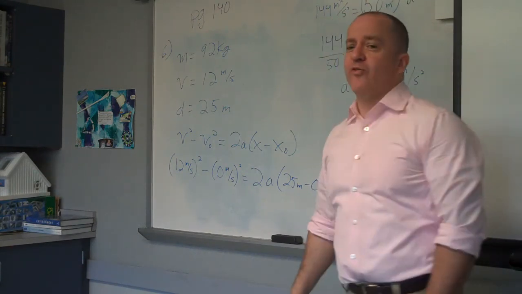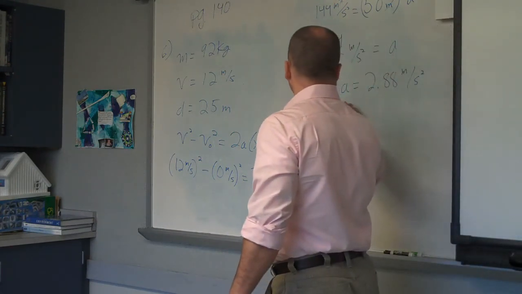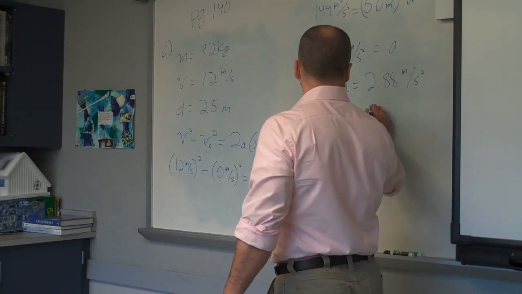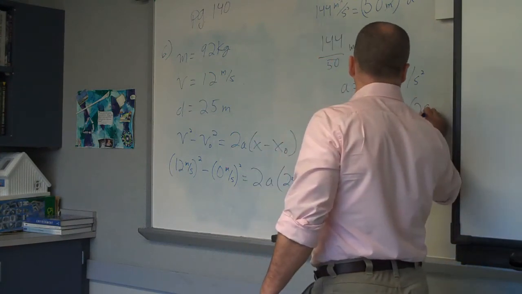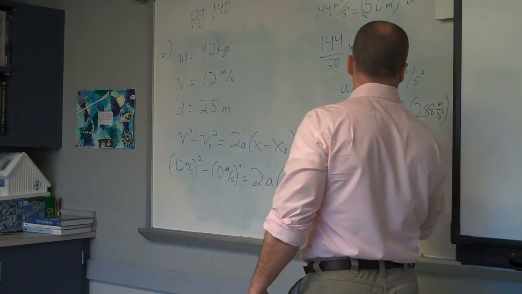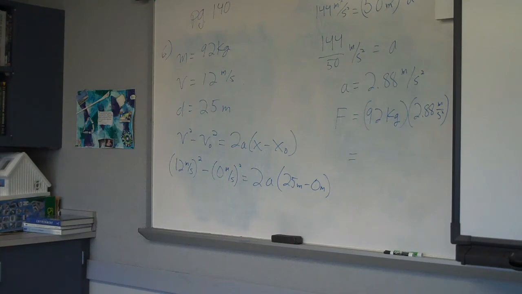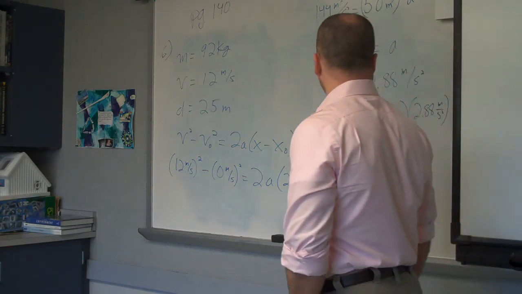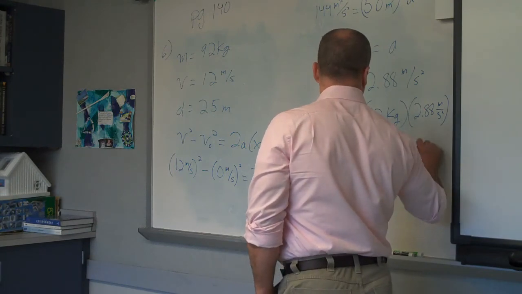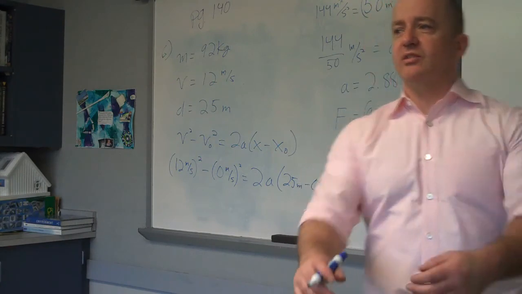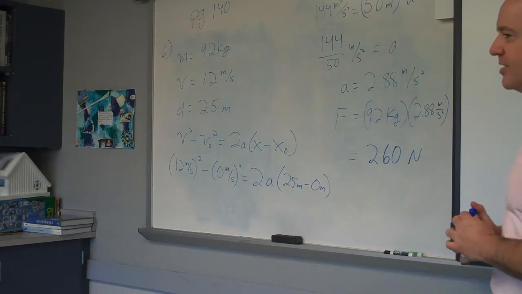And the question was, what force would be required to pull this water skier along like this? So force equals mass times acceleration. 92 kilograms times 2.88 meters per second squared. That gives us our newtons. So what's the answer to 2 significant digits in newtons? 260 newtons. Yeah, 260 newtons. Remember what a newton is. Amount of force required to push 1 kilogram, accelerating it at 1 meter per second squared.